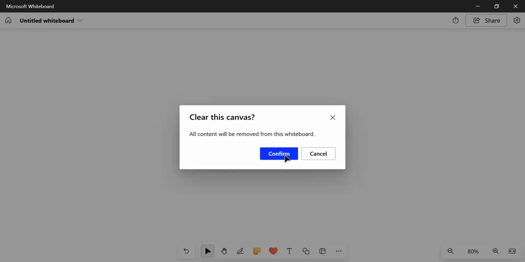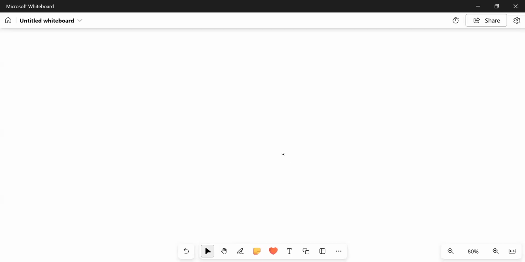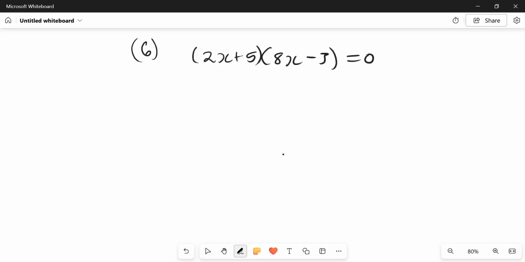Example 6. Solve for x. Now you have 2x plus 5 and then 8x minus 3 equals 0. We take the first part there, first bracket, 2x plus 5 equals 0. And then the second bracket, 8x minus 3 equals 0.